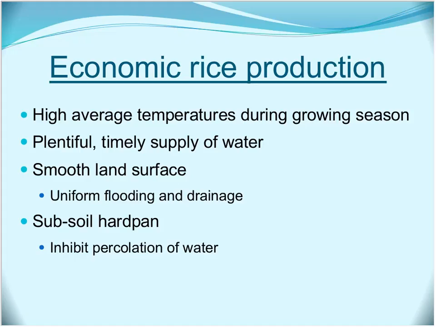There's primarily 4 factors. You have to have high average temperatures during the growing season, and you need a plentiful and timely supply of water. It's one thing to have all the water you need. It's another thing to have all the water you need when you need it. You need a smooth land surface for both uniform flooding and drainage. Once you get the water off, it's just as important that the water be removed at the right time in a timely manner.